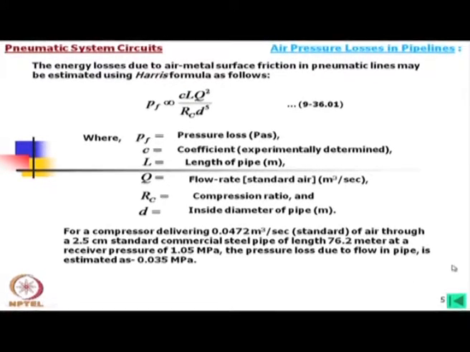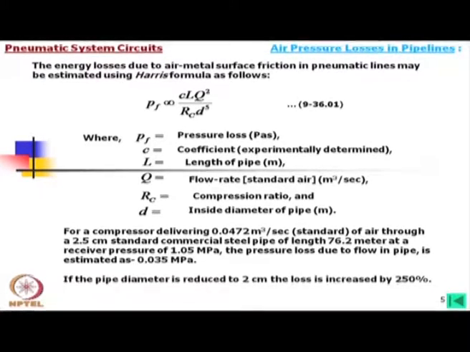This 0.035 is not a huge figure, but if we reduce this pipe size from 2.5 centimeter to 2 centimeter, that means from 25 millimeter to 20 millimeter, the loss increases by 250%. So, determining the size is very important.